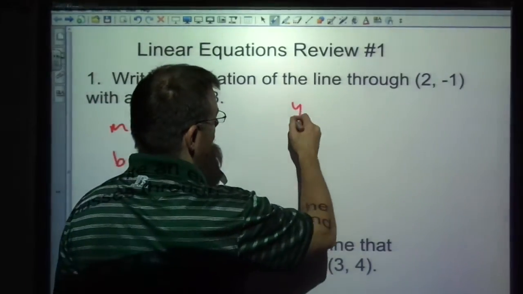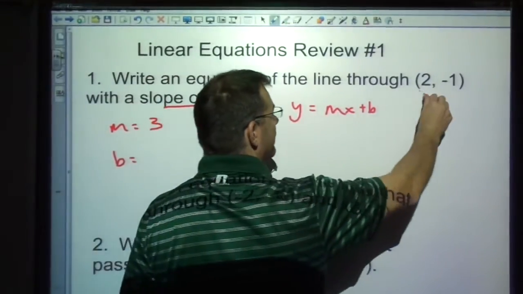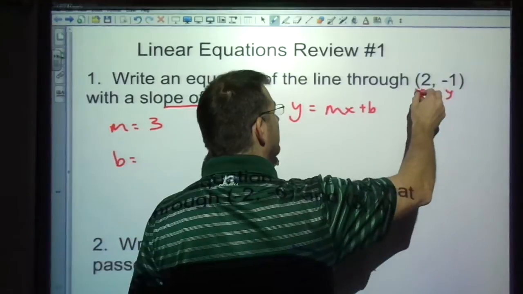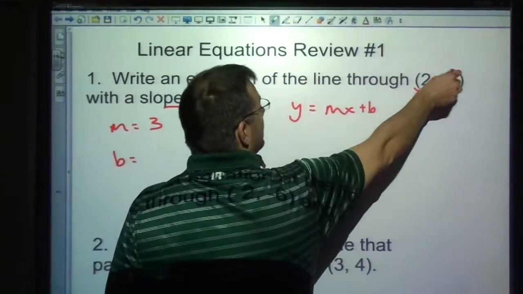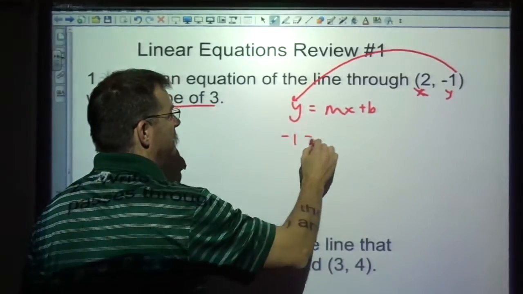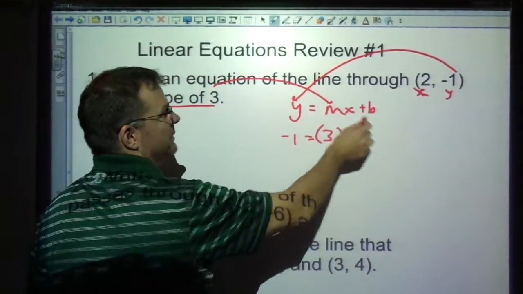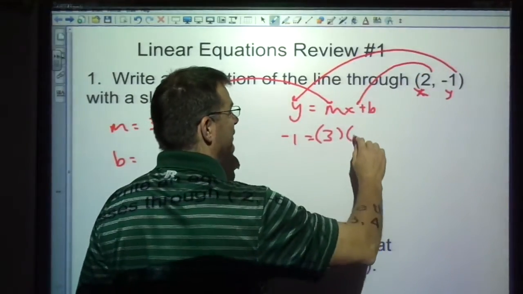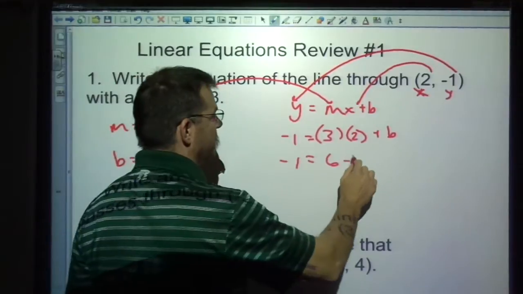So we know this relationship works. y equals mx plus b. Here we have an x and a y, and we have an m from over here. So we can just start plugging things in. -1 is our y, m is 3, 2 is our x, plus b. So -1 equals 6 plus b.